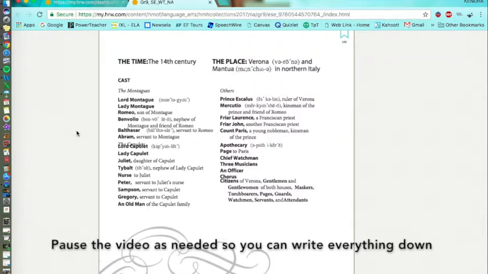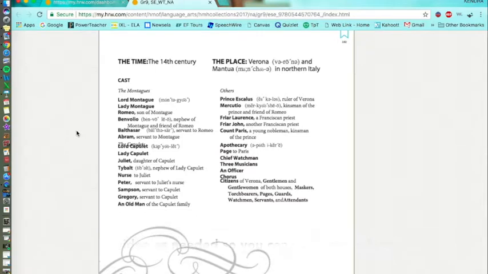Now we have Balthazar and we have Abraham also is what people say, but they are servants to the Montagues. Balthazar is specifically a servant to Romeo, okay? So that's one side. We have the Montagues on one side. On the other side of the feud, we have the Capulets.